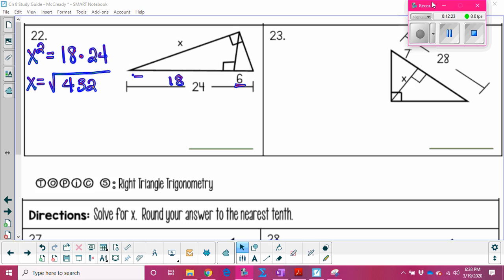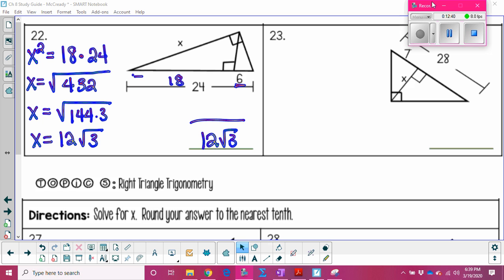And we have to simplify the radical here. So I do know that 144, which is a perfect square, times 3 is 432. All right, so the square root of 144 is 12, so you'll have 12 square root of 3, which is your answer.